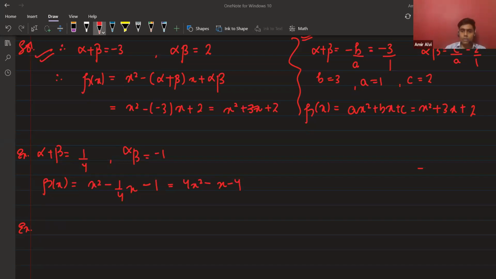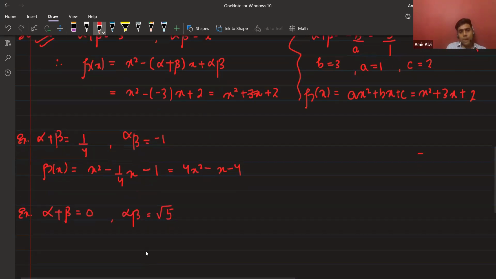I want that we should practice a little bit more about this. Alpha plus beta is equal to 0, alpha beta is equal to root 5. Can you solve this?